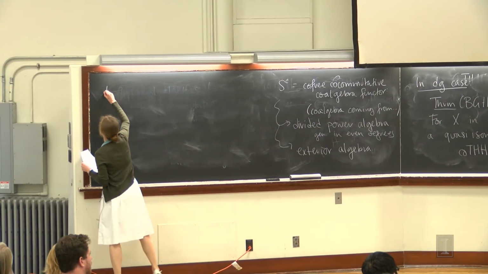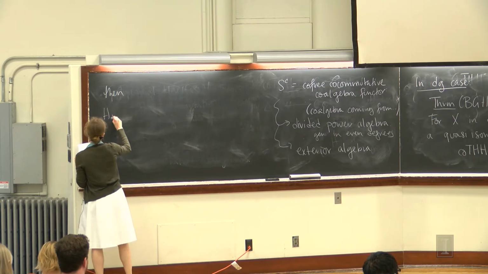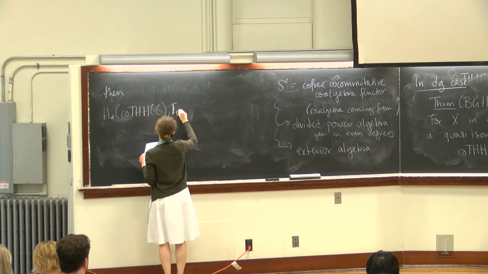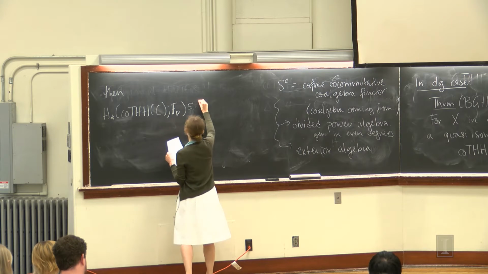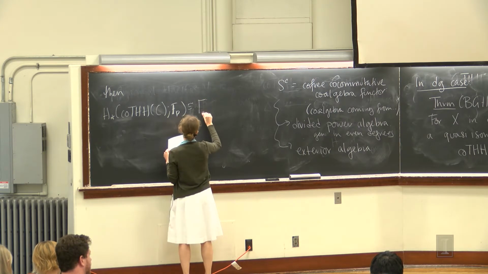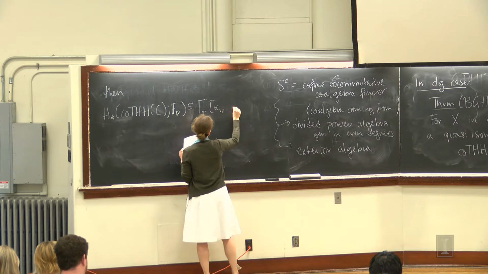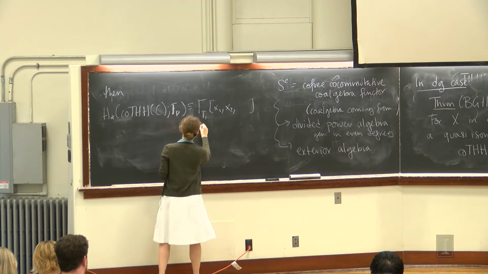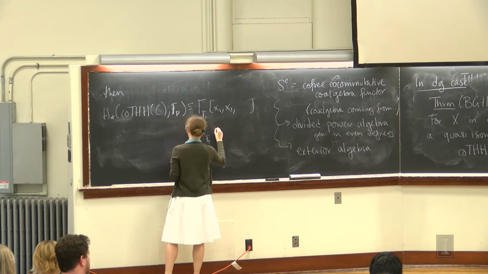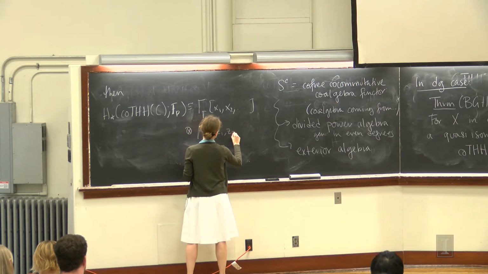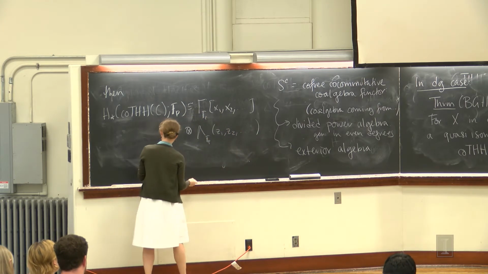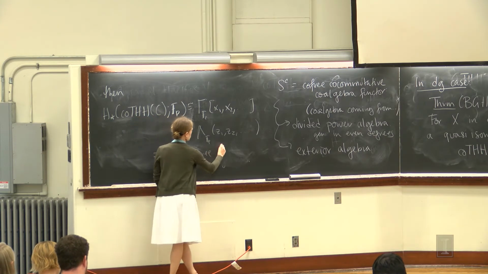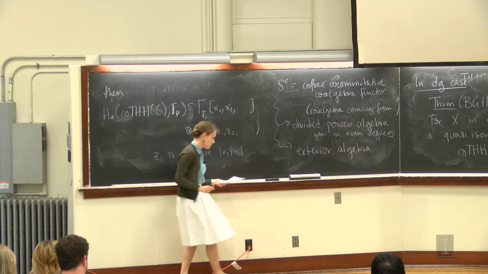So then the homology of CoTHH of my coalgebra spectrum with F_p coefficients. What does this look like? Well, it looks like the same thing again, the divided power algebra on my same classes. And then I tensor with the exterior algebra on a bunch of other classes, z_1, z_2, et cetera, where the z_i is in degree the degree of x_i minus 1.